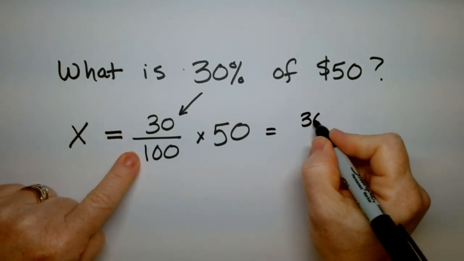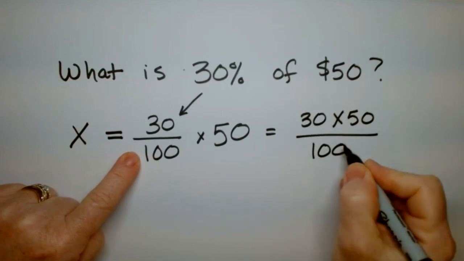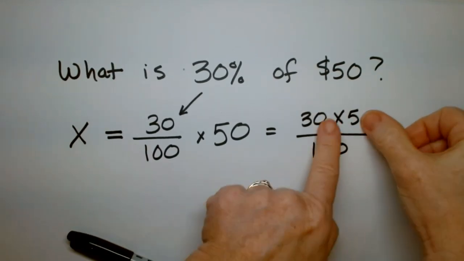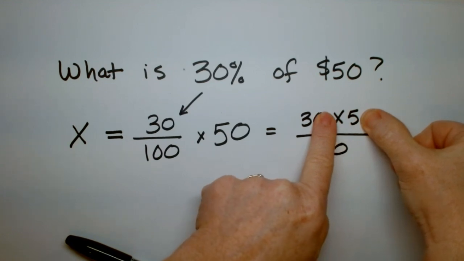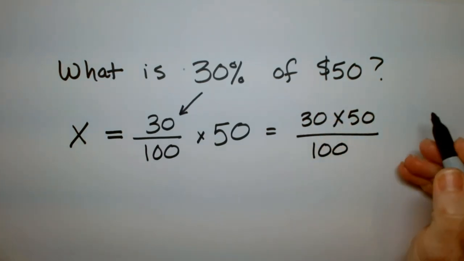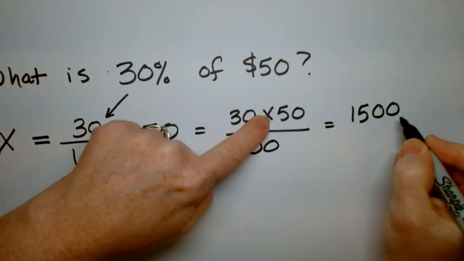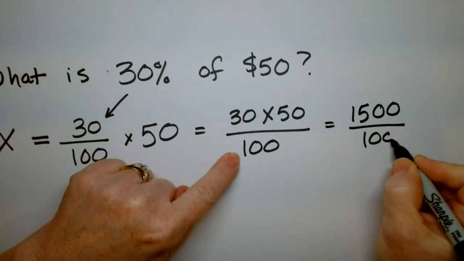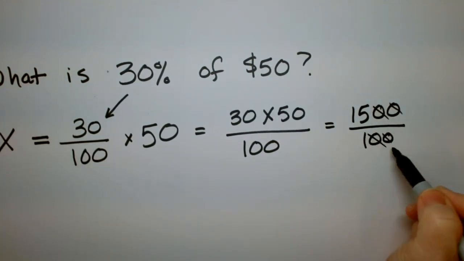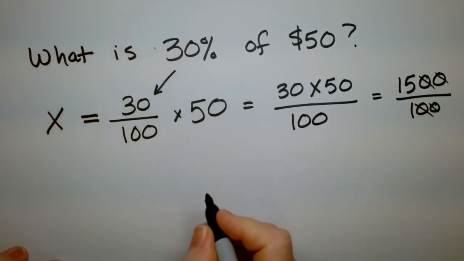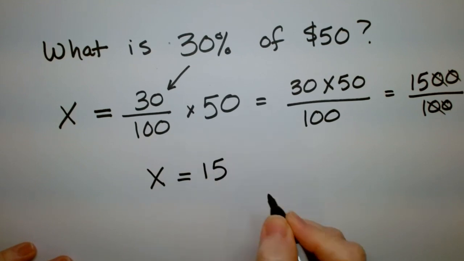What's 30 times 50? Now if you don't know your 30 times tables off the top of your head, that's okay. Can you do 3 times 5? What's 3 times 5? Yeah, it's 15, right? And then add 2 zeros to the end. So I have a 15 with 2 zeros, put them back in, and then divide by 100. I have 0s on top and bottom, so I have 15 over 1. So x is 15.